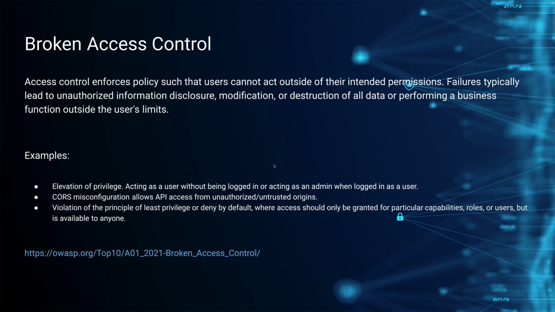Then there is also CORS misconfiguration, where APIs allow access from unauthorized or untrusted origins. So an API should only allow access or calls to come from a trusted origin, such that it is only from that particular source that the request is being processed.